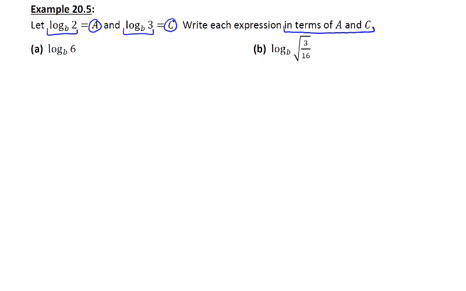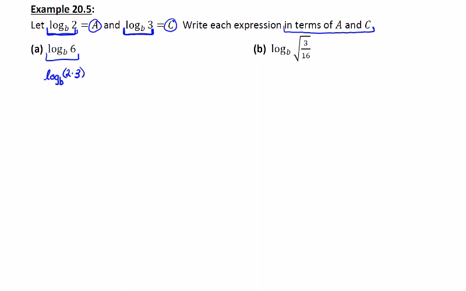Now, the only way that I can get A to show up is if I have this statement log base b of 2 appearing. And the only way to get C to show up is if I have log base b of 3 appear in my statement. The first statement that we have is log base b of 6. Neither one of the given statements that I was provided with are log base b of 6. But there is a way that we can get creative here with this argument. The argument does not have to be left as 6. It could be represented as a product with 2 times 3.